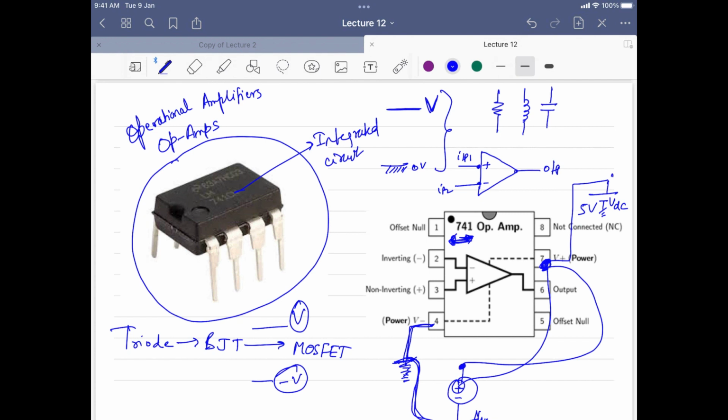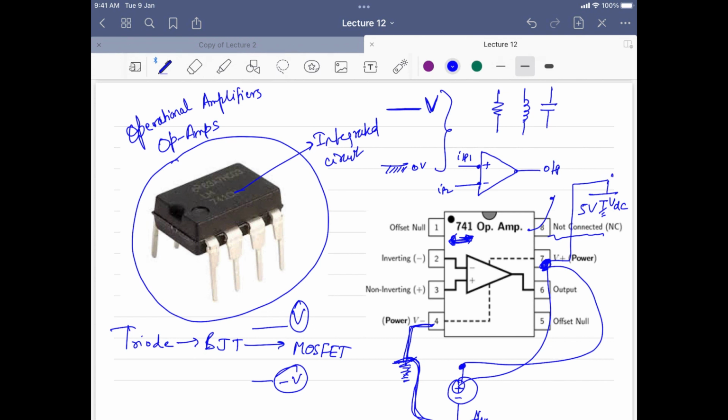Any questions related to this particular topic? Sir, what is the use of this not connected pin? Somewhere down the line, we are not using it actually. They may use it for some other purpose in the future, but right now they have kept it open. So you should not connect it to anything. Maybe they have created this particular port, but they are not using it.